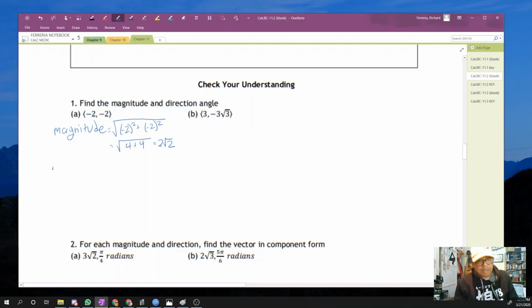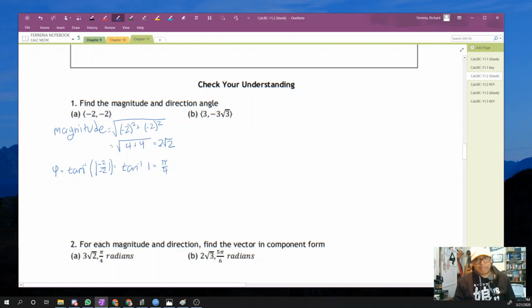Direction angle. Let's get the reference angle first. Phi is the inverse tangent, or the arctangent. We're writing inverse tangent today. And so the inverse tangent of the absolute value of negative 2 over negative 2 is equal to the inverse tangent of 1. And that happens if the sine is equal to the cosine. So where is the sine equal to the cosine? Well, that's at a 45-degree angle, or just pi over 4.